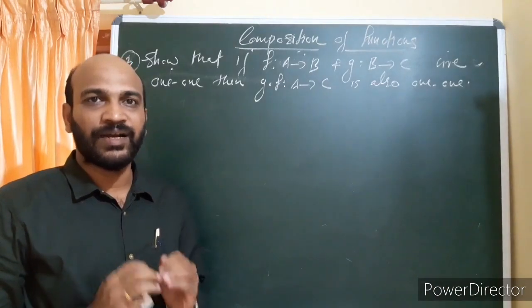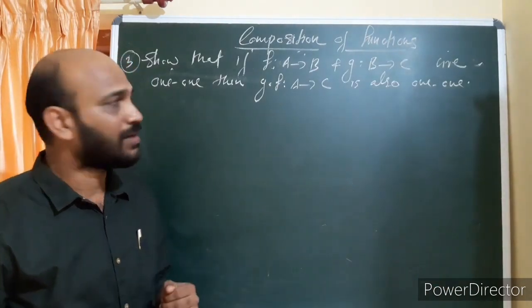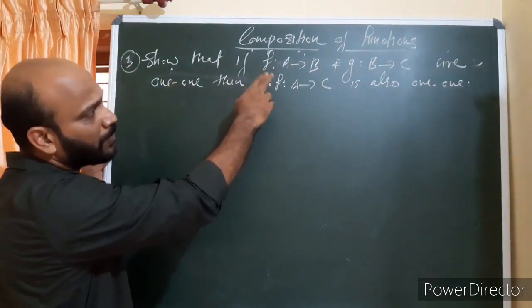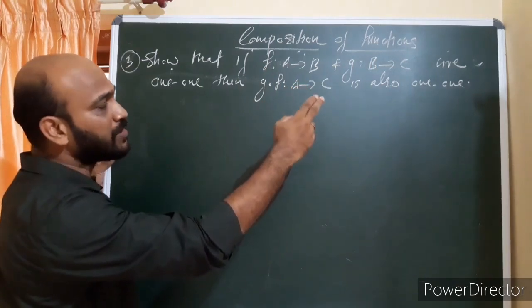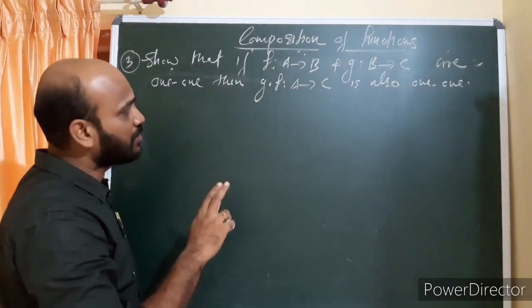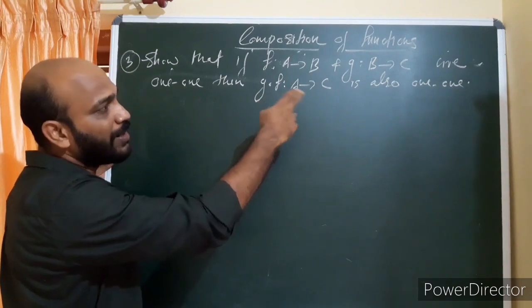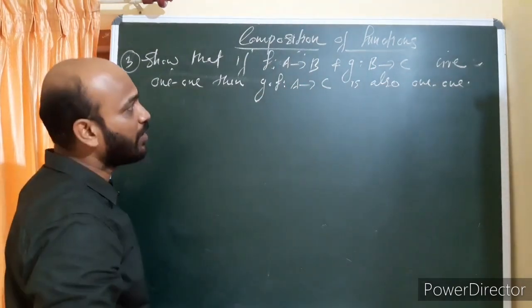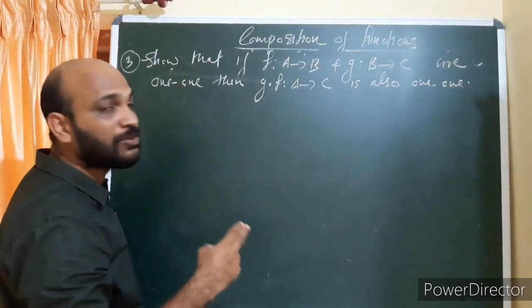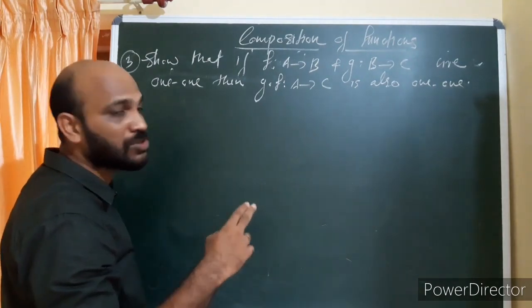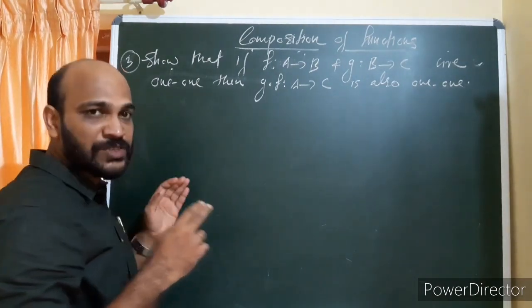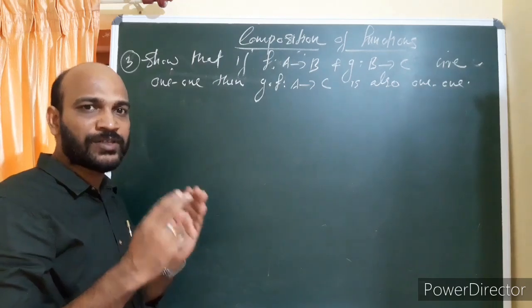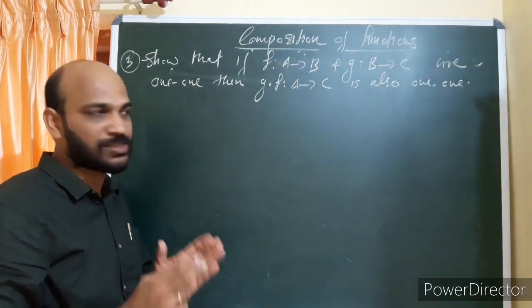Now consider third question. It's actually a result. Show that if f from A to B and g from B to C are 1-1 functions, then g of f from A to C is also 1-1. If f and g are 1-1, we want to show that g of f is also 1-1. Since f is 1-1, if f of x1 equal to f of x2, then you will get x1 equal to x2.